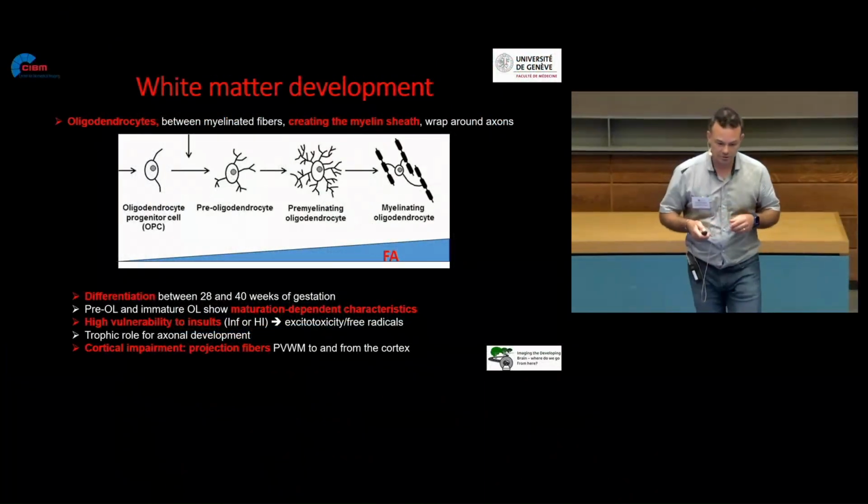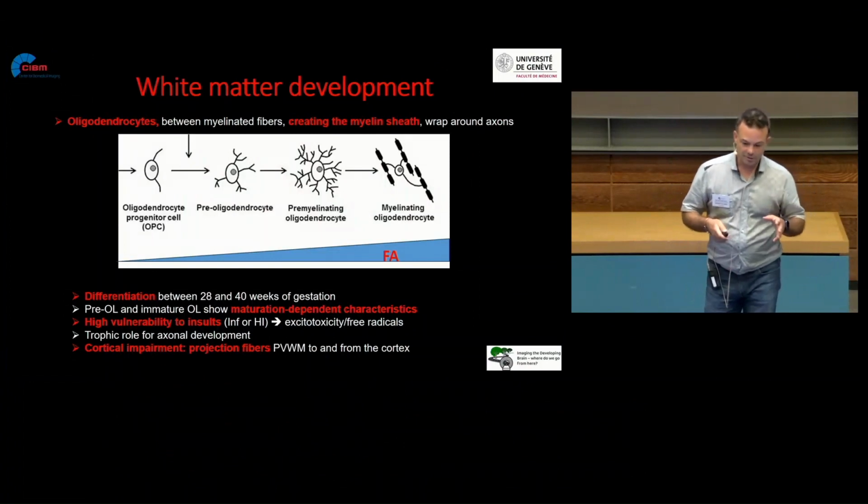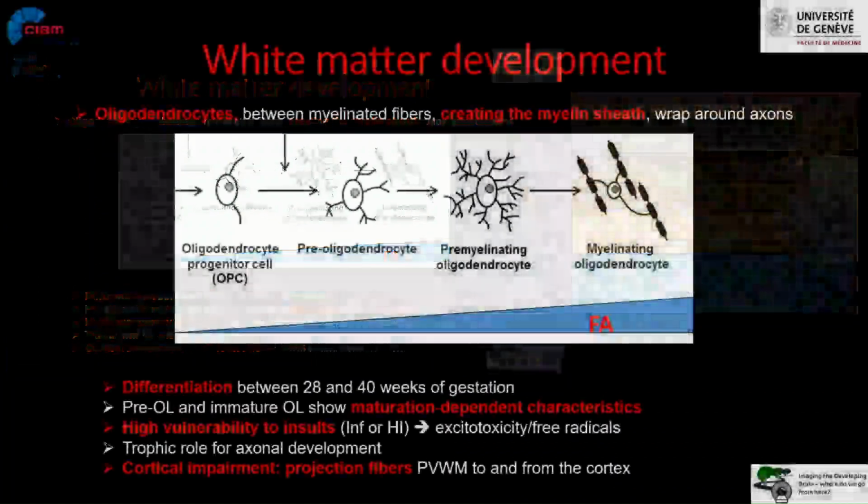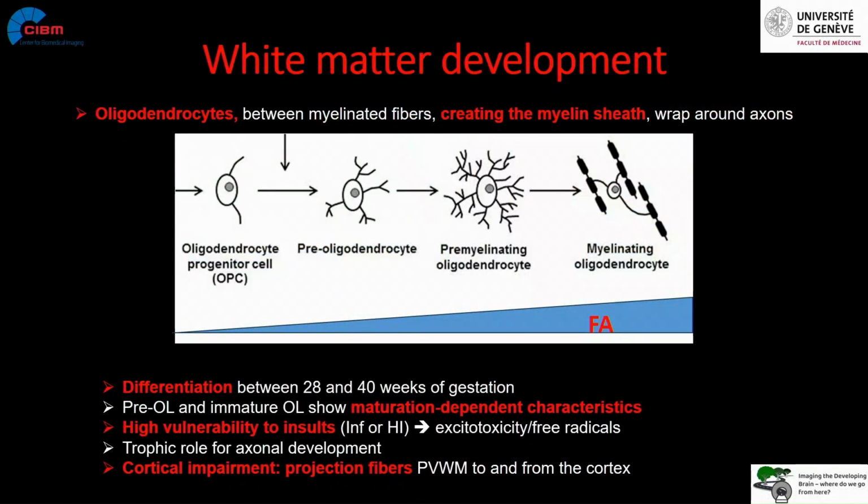And these oligodendrocytes are differentiated between 28 and 40 weeks of gestation. During this differentiation, they show different characteristics, and when they are changing from pre-oligodendrocyte to pre-myelinating and myelinating oligodendrocyte, we have this fractional anisotropy increasing because of the microstructure which is changing.